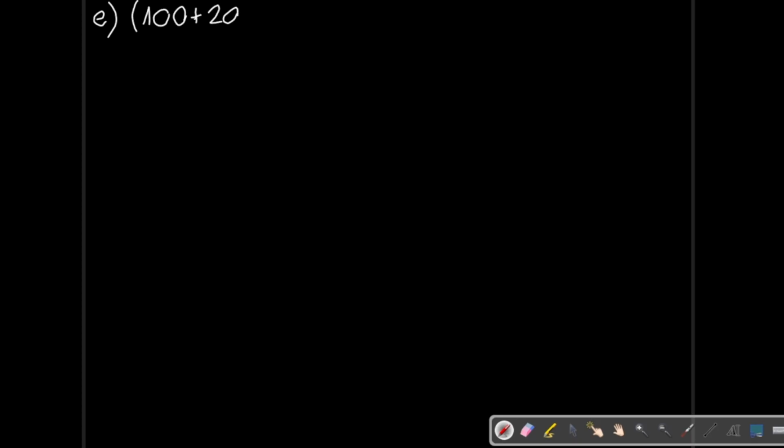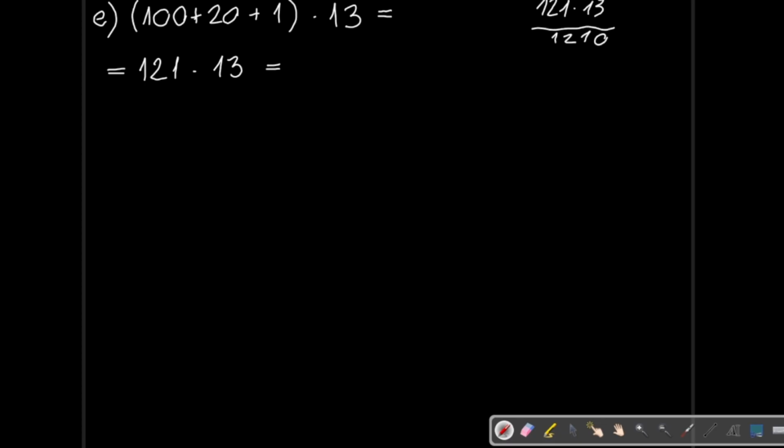plus 20 plus 1 times 13. Okay, so the first way is like the brackets first. So this in the brackets equals 121. And then we need to multiply that by 13. So we get 1, 2, 1 plus 3, 6, 3. Adding these two together gives us 1,573.